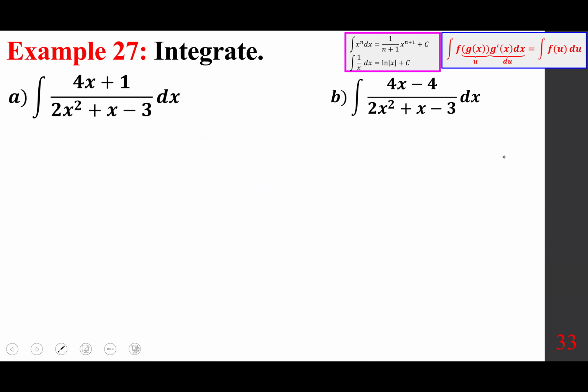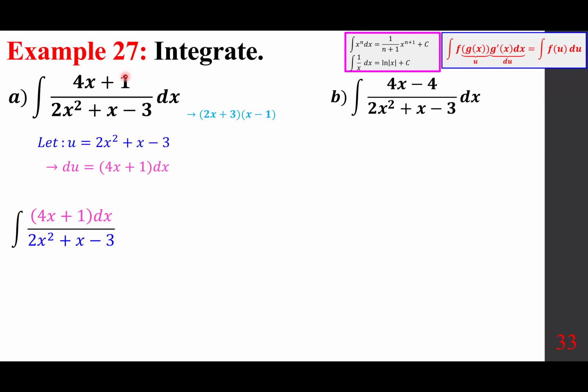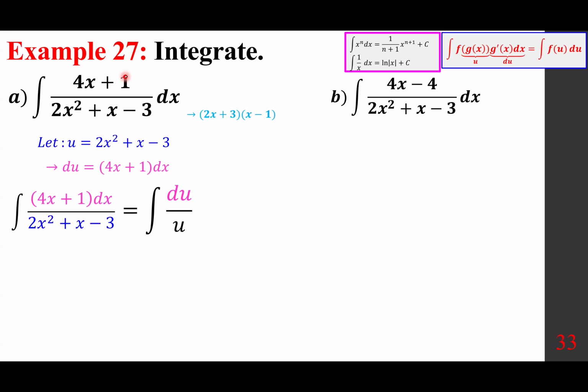We've seen this concept many times before. For a fractional expression, the first step is to simplify if you can. You factor the denominator into 2x plus 3 times x minus 1, but it doesn't change the fact that the numerator can't be factored. So the denominator is the choice for u. Its derivative is 4x plus 1, which makes du the same thing times dx. You put the dx next to the numerator, and it becomes du over u. The answer is a natural log. Replace u, you're done.